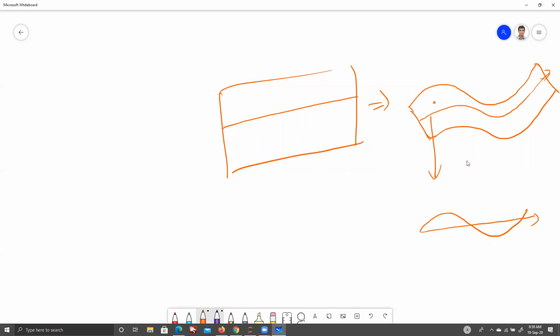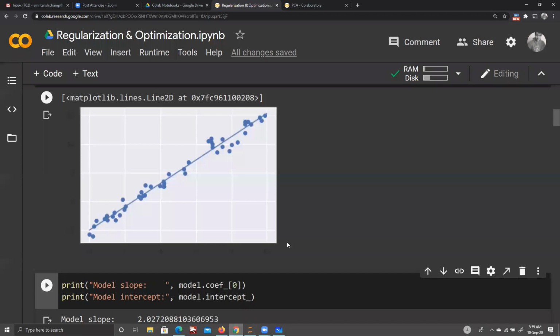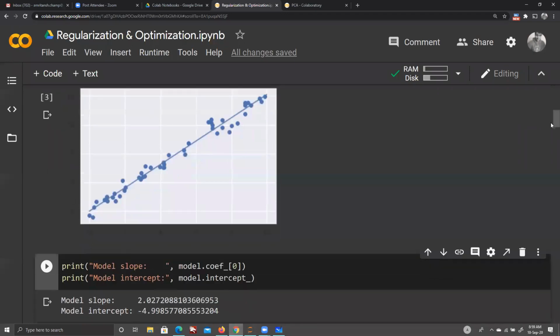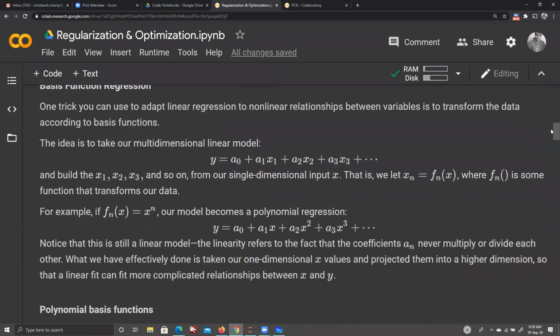Same trick we are going to use. You can do it for regression and classification, both. It is called a basis function. The idea is exactly the same. The trick to adapt linear regression to a non-linear relationship is to transform the data. Basically, to come up with a polynomial regression, you will have to convert the data like this.